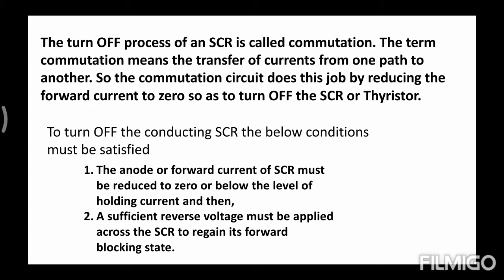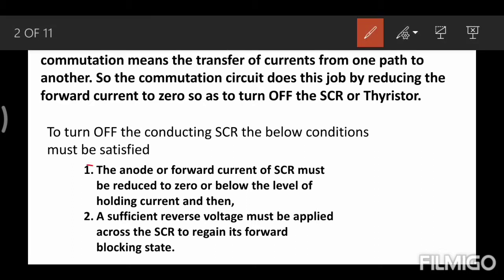At two particular points, or in two ways, we are going to turn off the SCR. So what are those two points? First one is this: the anode current or forward current of the SCR must be 0 or below the level of holding current. So when the anode current or forward current reaches 0, at that particular point we can turn off the SCR. That is the first point we have to remember.